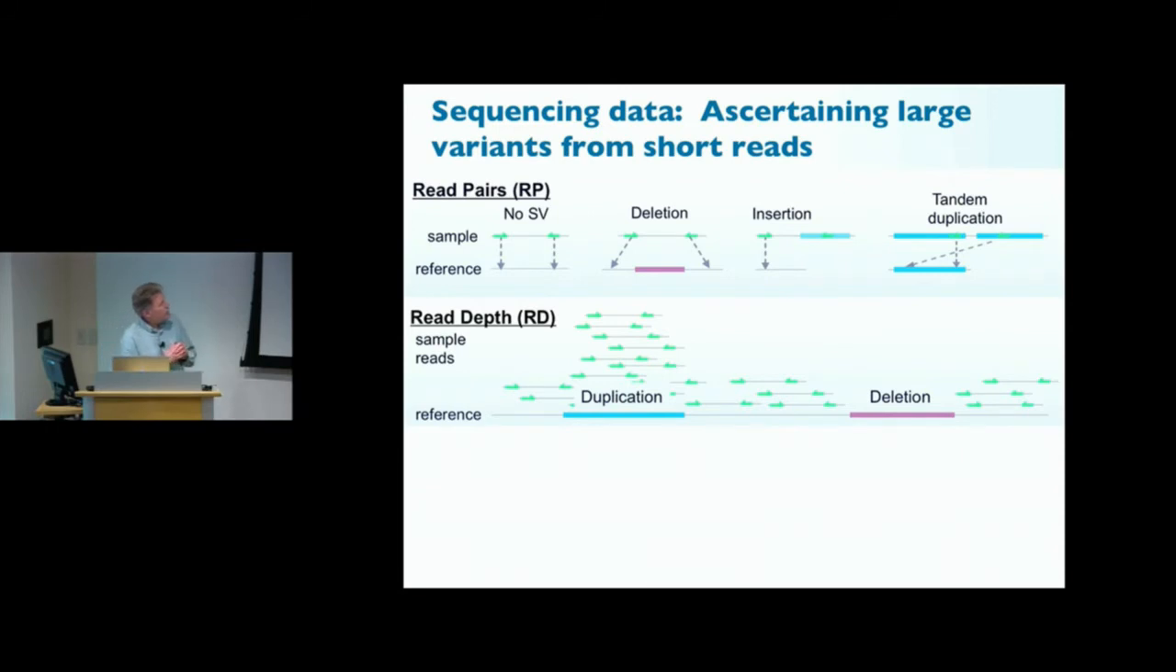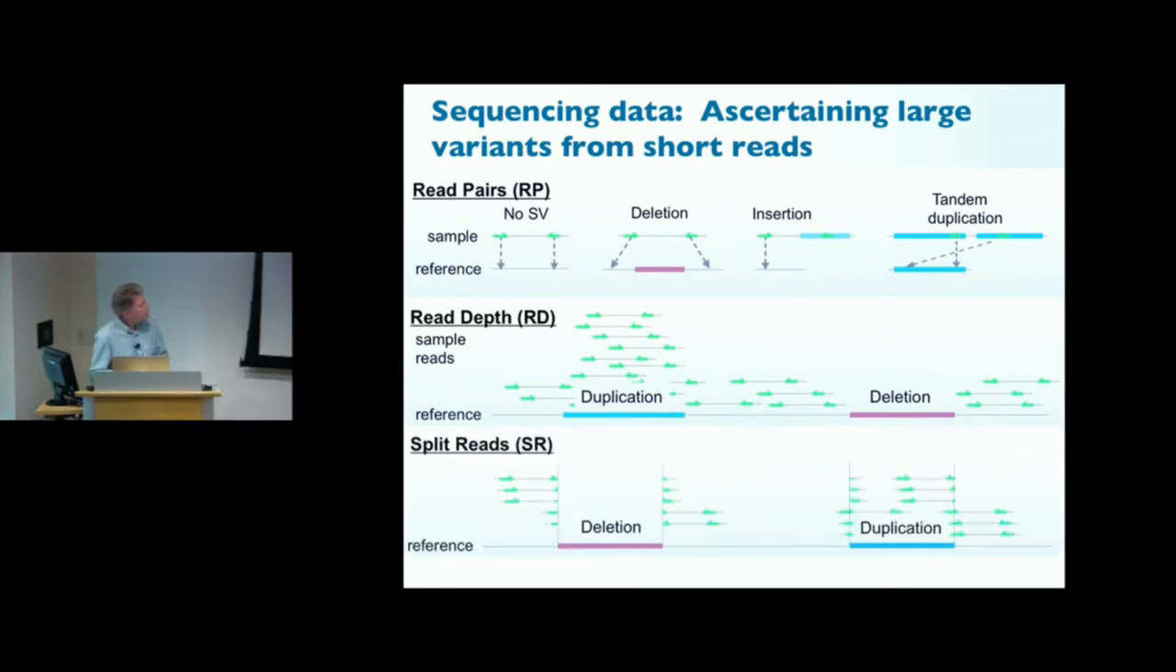Another thing you can do with short-read sequencing data is look at the abundance of the reads. In the same way you look at the intensity signal from a SNP array or from array CGH, you can just look at how many reads you get in a certain portion of the genome. If there's more DNA, you're going to sample it more times, you're going to get more reads, and so you can detect deletions and duplications that way.